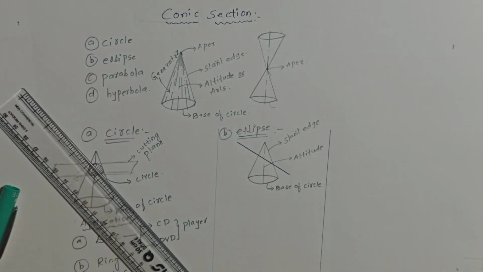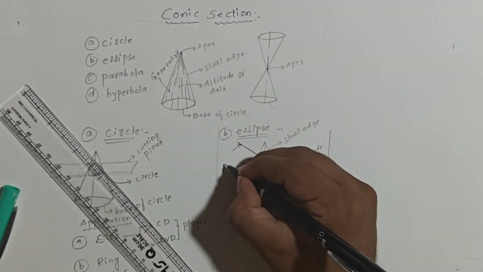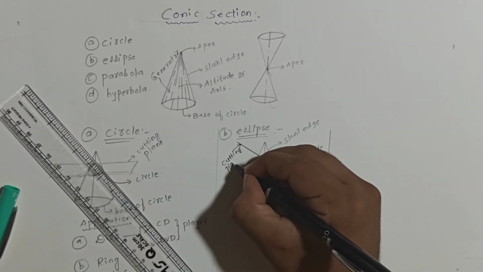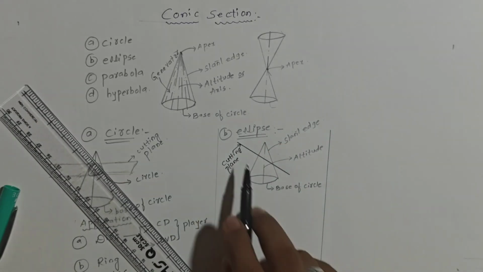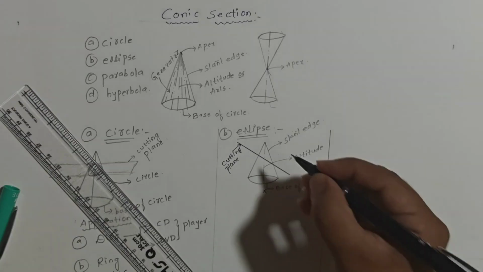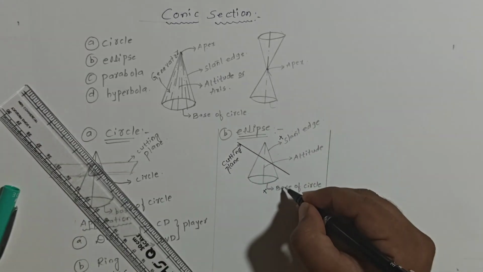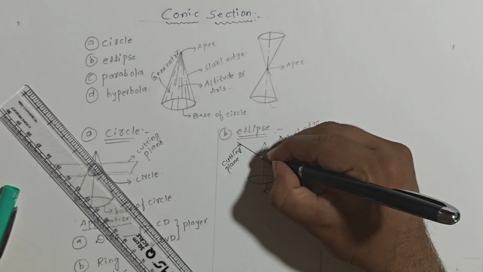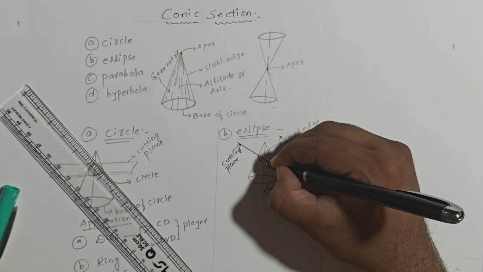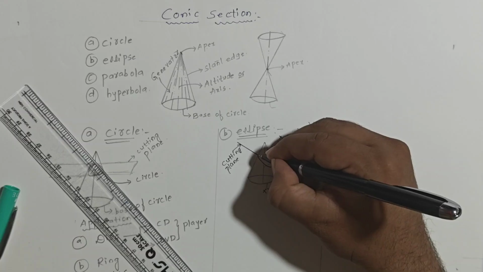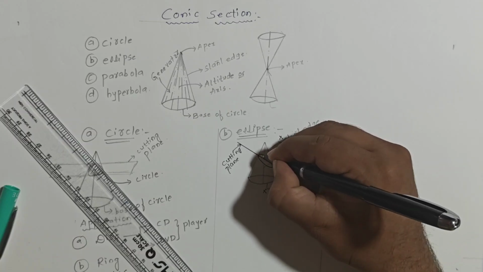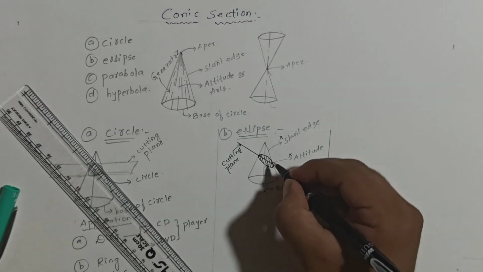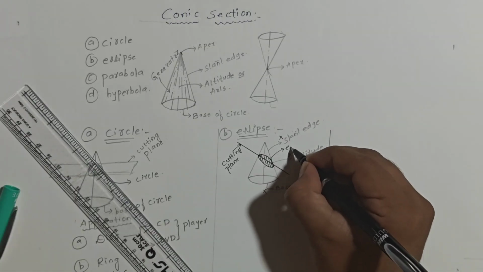This is the cutting plane. Okay, I am representing the cutting plane over here. This cutting plane is not parallel to the base, not parallel to the slant edge, not parallel to the altitude line. Then what will appear on the surface of the cone? Ellipse will appear. Clear? So here we have to show ellipse.